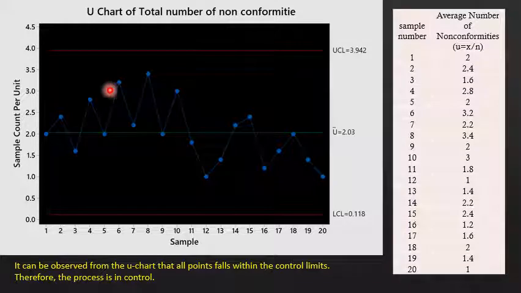Now we prepare the U chart for the total number of non-conformities, and we are going to use this table. We already calculated all the data, that is the lower control limit, upper control limit, and center line. We can see clearly from this chart that the lower control limit line is this, the center line is this, and the upper control limit line is this. And it can be observed from the U chart that all the points fall within the control limits, so therefore the process is in control.